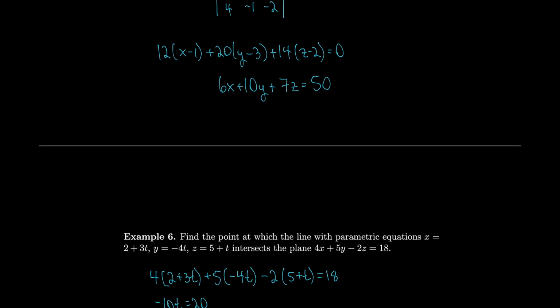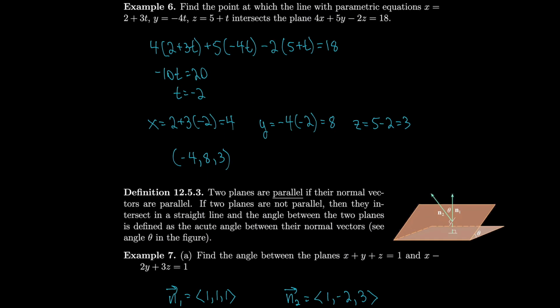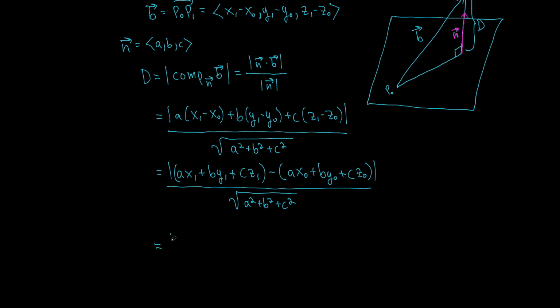Remember that we said that when we write an equation in this form with a d in it, then d is just minus that, which is exactly what we have in there. So let's substitute d in for that. So we can write the absolute value of a x1 plus b y1 plus c z1 plus d, all over the square root of a squared plus b squared plus c squared. And now we have a formula for the distance from a point to a plane.